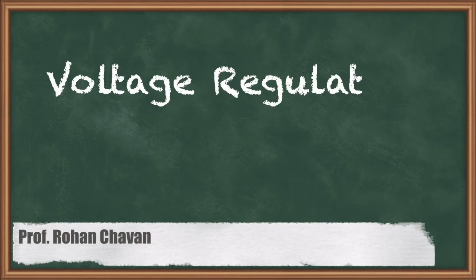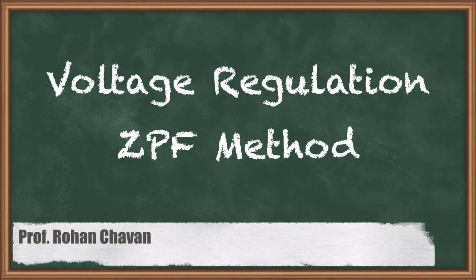Hello friends, in this session we will see voltage regulation by using the zero power factor method, also known as the ZPF method, which is also called the Potier triangle method. Let us begin.